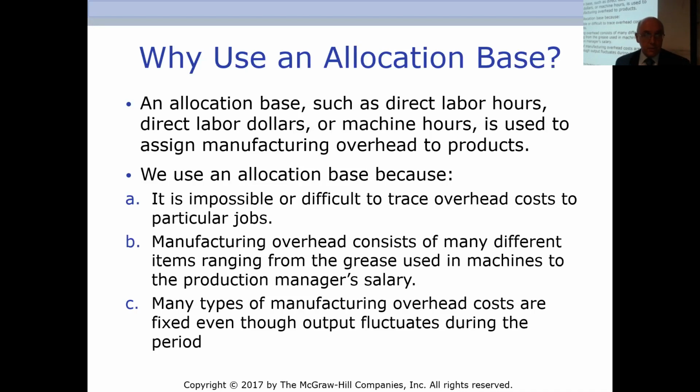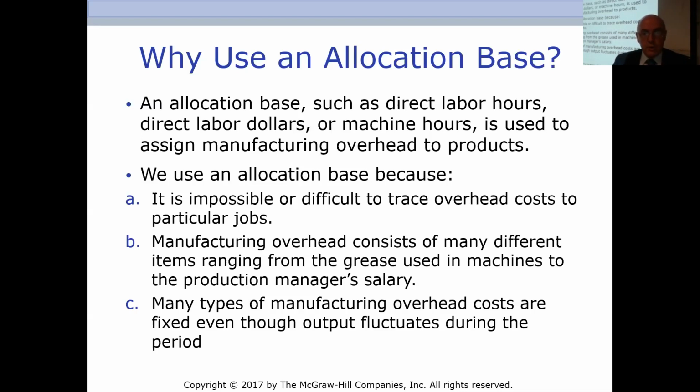So we use an allocation base because it is impossible or difficult to trace overhead costs to particular jobs. If the cost of tracing something exceeds the benefit, then you don't trace it, you just allocate it. And we're going to allocate some things tonight.